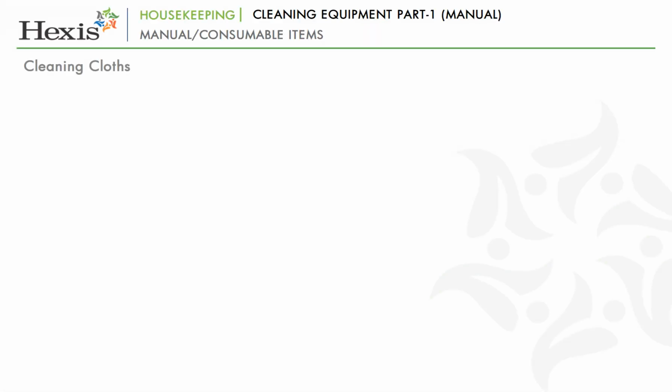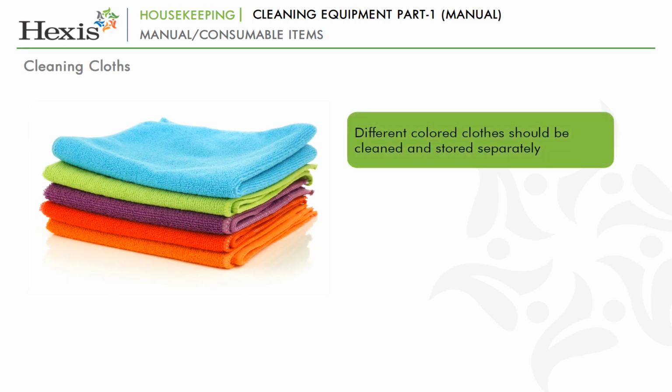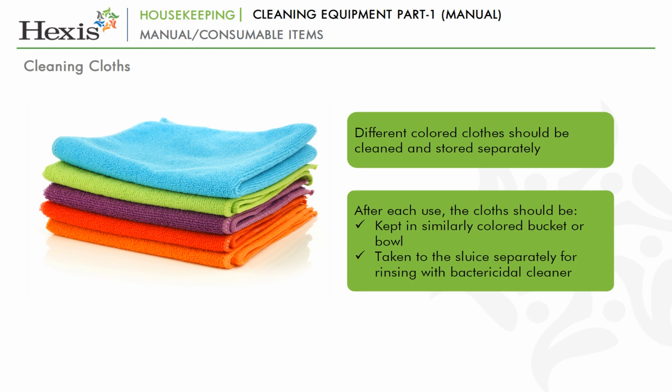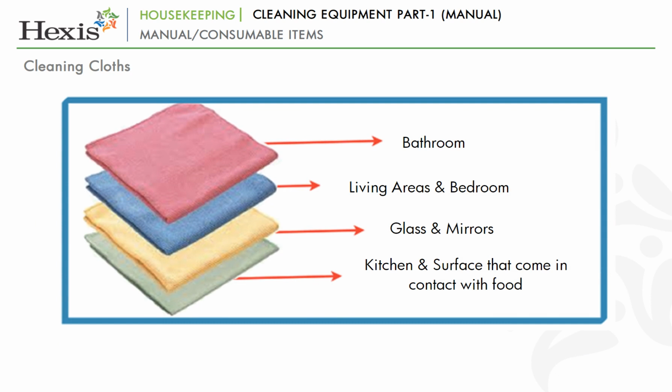Let us now take a detailed look at all the different types of manual or consumable items used for the purpose of housekeeping in facilities. Let's begin with cleaning clothes. All reusable cleaning clothes of different colors should be cleaned and stored separately. After each use, the clothes should remain in the similarly colored bucket or bowl and taken to the sluice separately for rinsing with bactericidal cleaner. The image shows the color coding of cleaning clothes that is typically used in facilities.